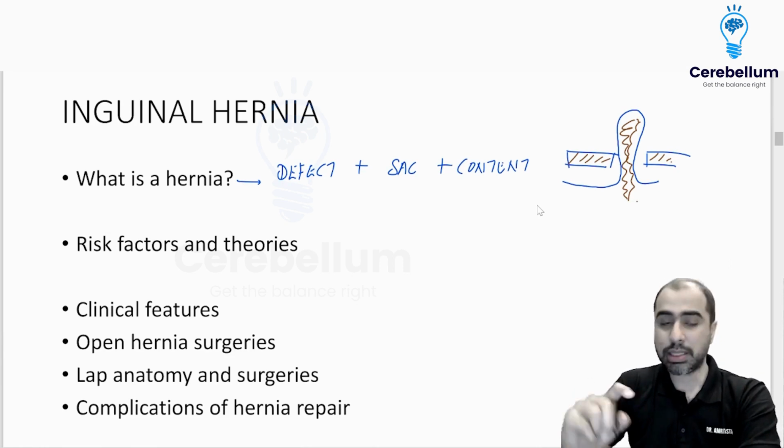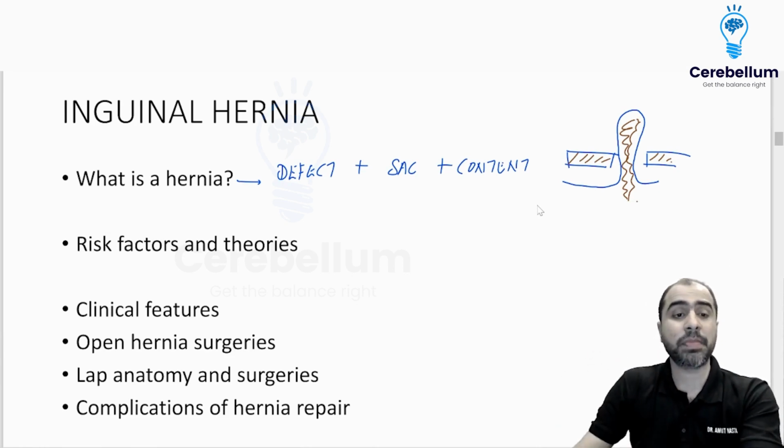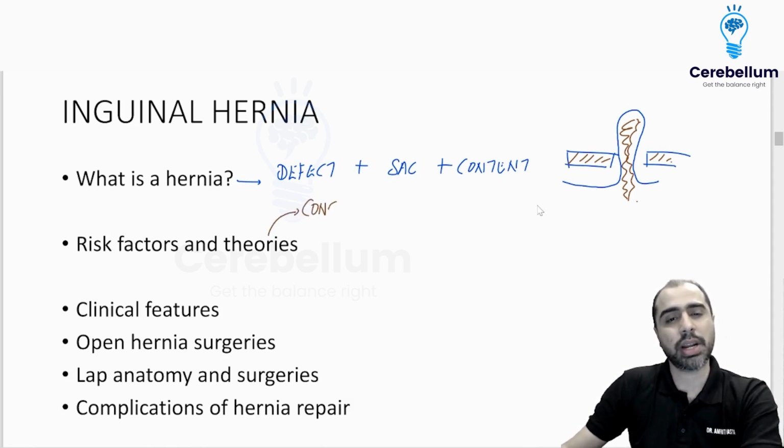Now, who gets a hernia? What are the theories? This has never been asked, but it was there in the 2018 edition of Bailey and in the last December 2022 edition of Bailey. There are some theories as to who gets a hernia. There is one theory which explains why someone gets a congenital inguinal hernia. This is the one I expect them to ask. Why does someone get a congenital inguinal hernia?